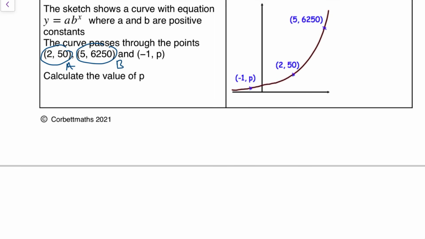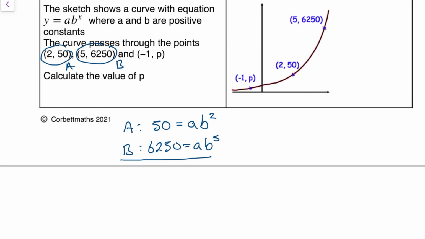So I'm going to take this coordinate here and call this A, and this coordinate here and call this B. So if I consider coordinate A, well, at the point x equals 2, y equals 50, so therefore it must be true that 50 is equal to A that I don't know times B that I don't know to the power of 2. And if I consider the coordinate B, well, it must be true that 6250, sounds terrible, but that will cancel down, is equal to A that I don't know times B that I don't know to the power of 5.